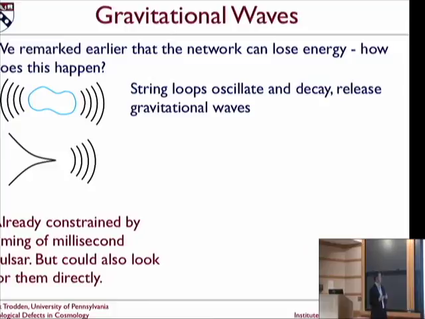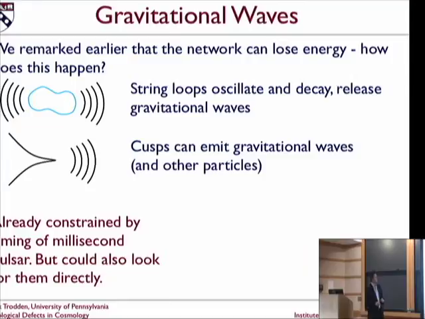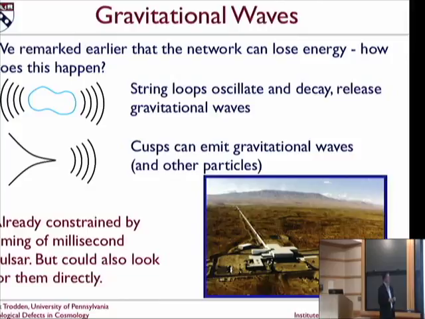It turns out that this possibility is already constrained a lot by the timing of the millisecond pulsar. We know how millisecond pulsars behave very precisely. They're a very good test of any stochastic gravitational background in the universe. And we already know that there's not much room for a big stochastic gravitational background from strings. Okay. But cusps can emit gravitational waves and other particles, so it can be important. One of the things you would hope for by building gravitational wave observatories like the LIGO one, which is here, is that it might give you an insight into this aspect of the early universe. LIGO itself is not sensitive enough, but it's possible that advanced LIGO and things like LISA would be sensitive to the gravitational waves produced by networks of cosmic strings.